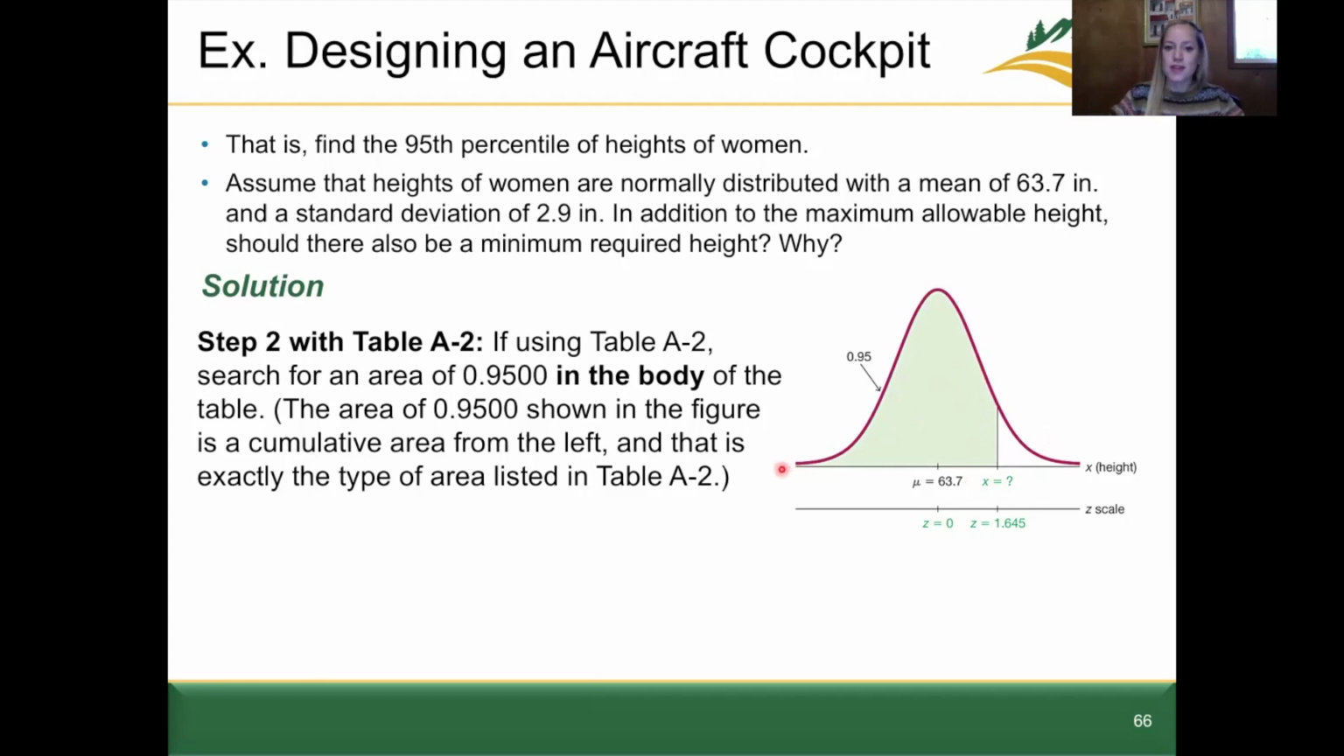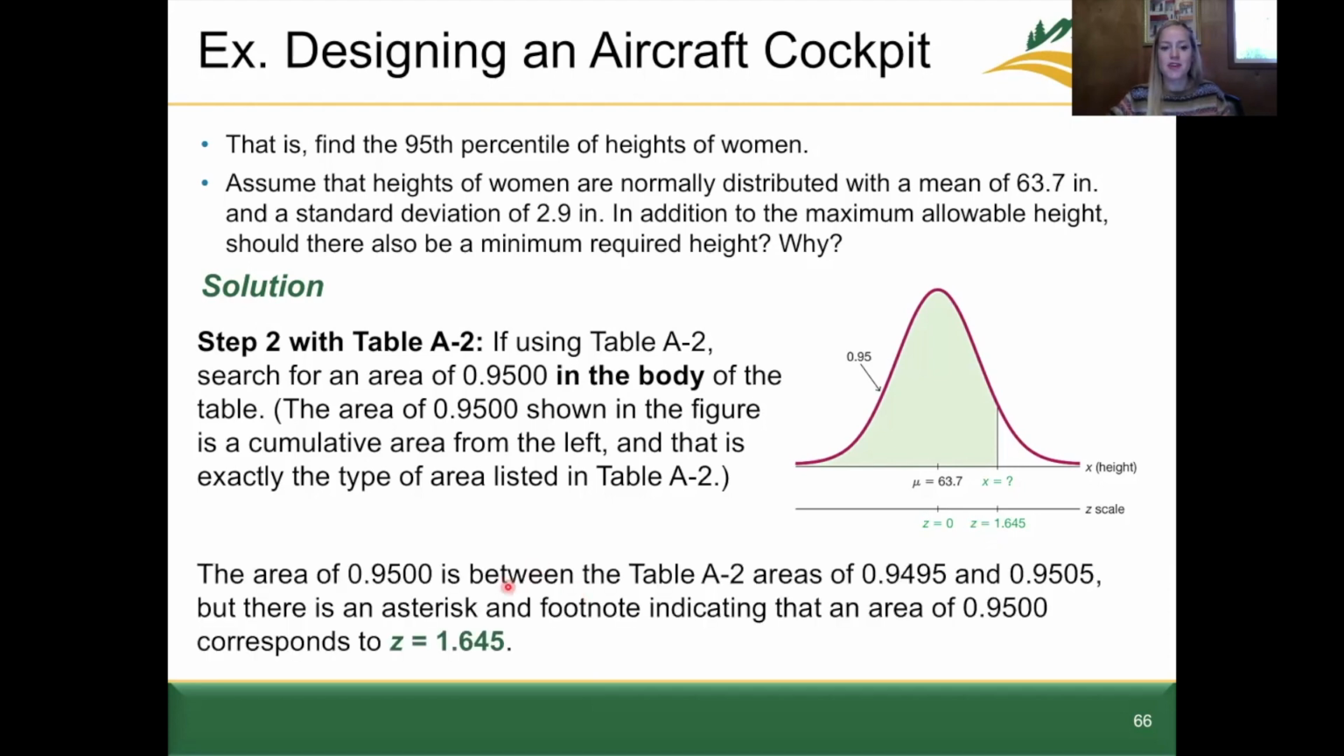When we want to use table A2, we have to think in terms of z-scores. So we still go to the table, we find 0.95 in the area of the probability, so in the body of the table, we find a corresponding positive z-score of 1.645.